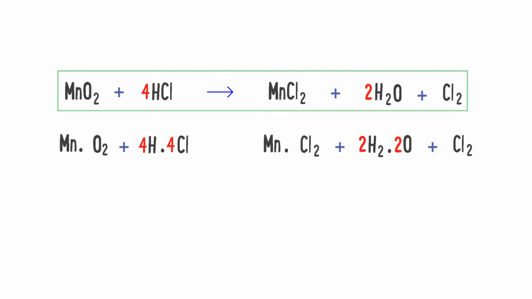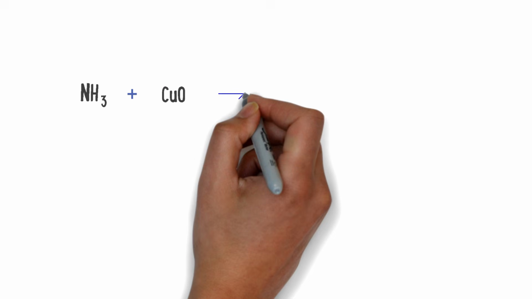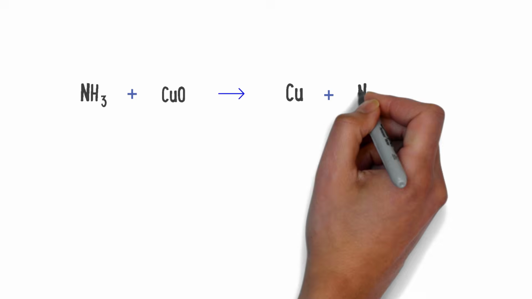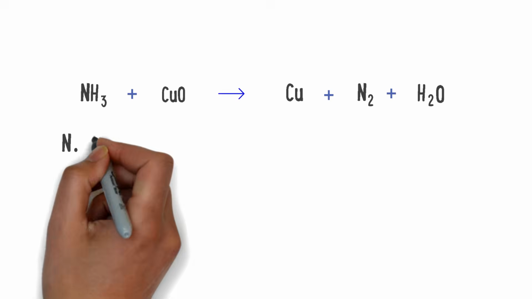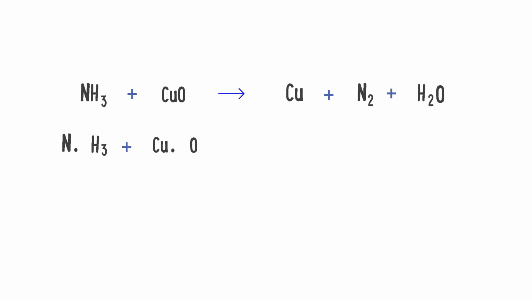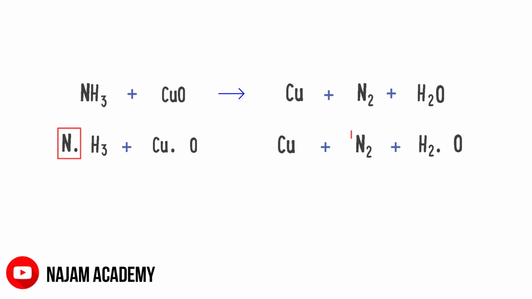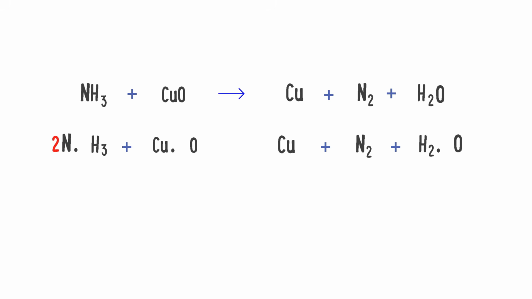Secondly, consider one another chemical reaction: NH3 plus copper oxide react together to form copper plus nitrogen gas plus water. I write NH3 plus CuO and Cu plus N2 plus H2O. I start balancing from non-metals like nitrogen. 1 nitrogen atom, 2 nitrogen atoms. Multiply this nitrogen by 2. Also multiply hydrogen by 2. Now 2 into 3 is equal to 6.